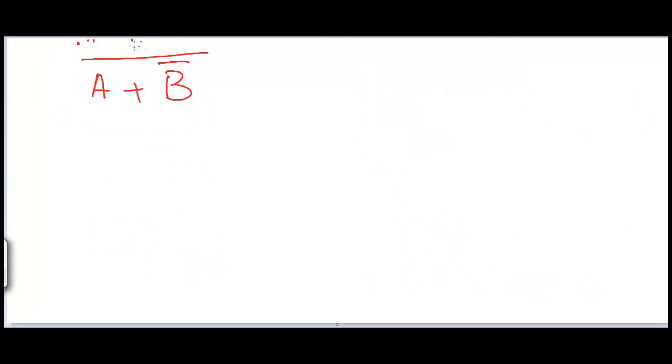So how about this? This is where we're going to break from, right? And this becomes what? A bar dot b double bar, right? This cancels out, so we are left with a bar dot b.